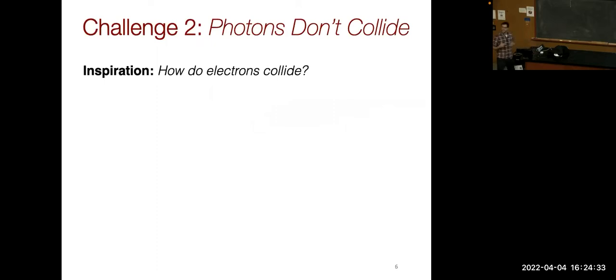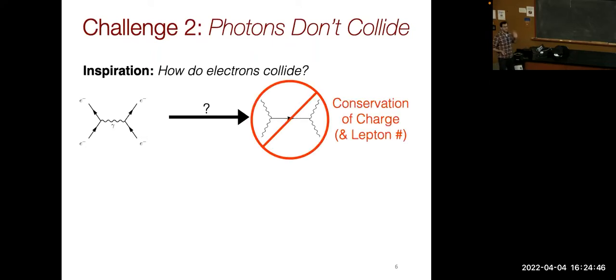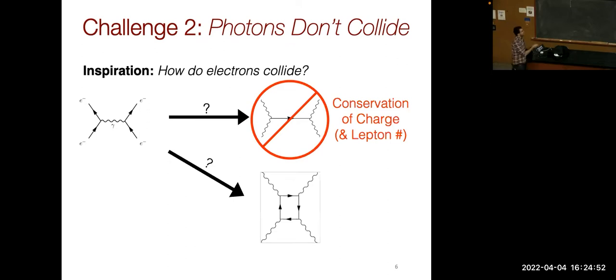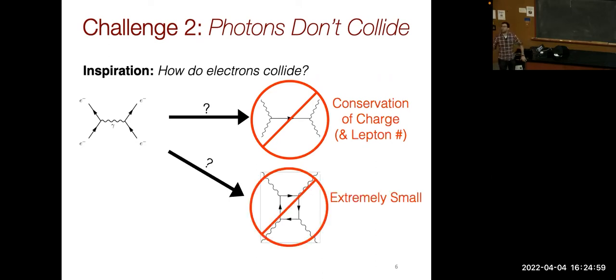Well, let's take some inspiration from how electrons collide. Electrons collide by exchanging virtual photons. So you might say maybe photons could collide by exchanging virtual electrons. Well, that's disallowed by all of the conservation laws, but you can draw a higher order Feynman diagram like this, where the photons exchange electron-positron pairs, and that looks better, except that the cross section is extremely small, meaning that this almost never happens for optical photons. But we got the idea right.